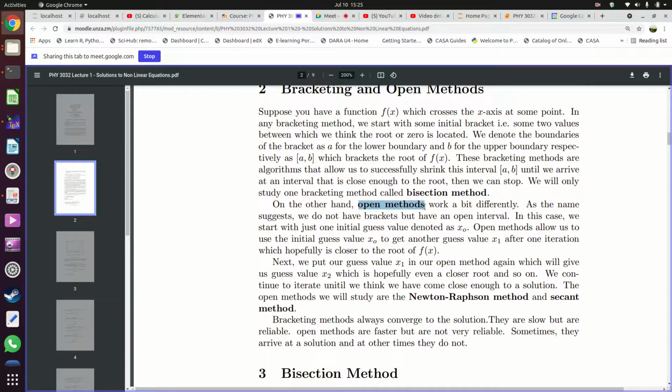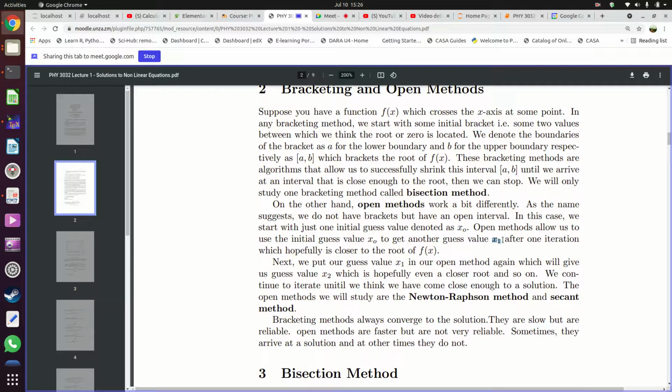With these open methods, you just choose an initial value. Once you choose your initial guess value for what the root is supposed to be, you put this value in what's known as an open formula or an open method. Then this formula is going to give you a new value of the root. Let's say we denote our guess value as x0, then we put this guess value into this open formula. Then we're going to get another guess value, x1.